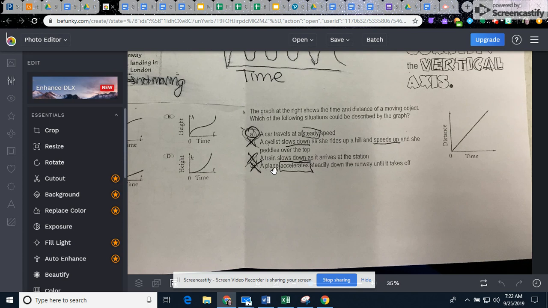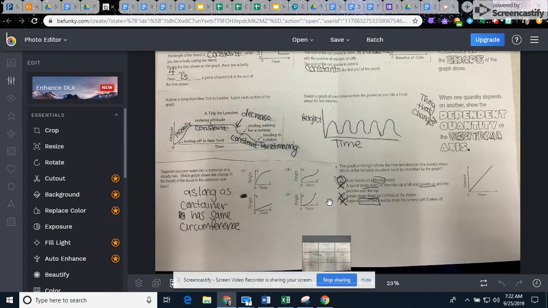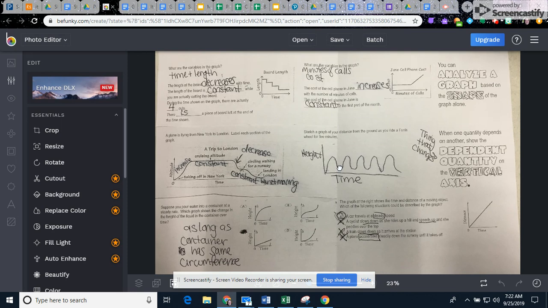And in D, it says a plane accelerates steadily down the runway until it takes off. Well, if it's accelerating steadily, that means it's going to continue getting faster and faster. And so it's not going to be a consistent, steady speed like you see on this. So we were right to begin with. It is letter A. So these are your notes for page 13 in your notebook.